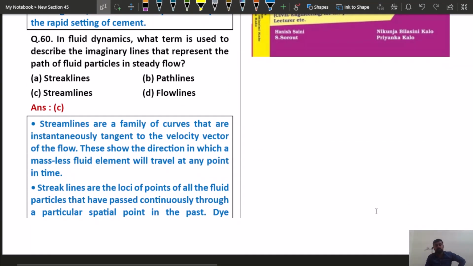In fluid dynamics, what term is used to describe the imaginary line that represents the path of fluid particles in steady flow? So in steady flow, there is an imaginary line called a streamline which represents the path of flow of the fluid particles. So correct option will be streamline. So option C will be correct.